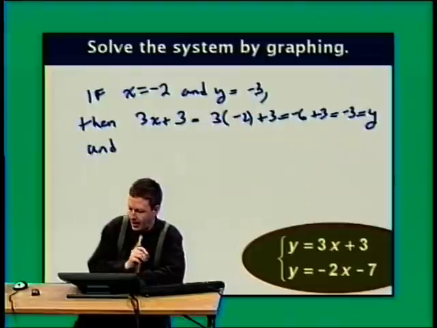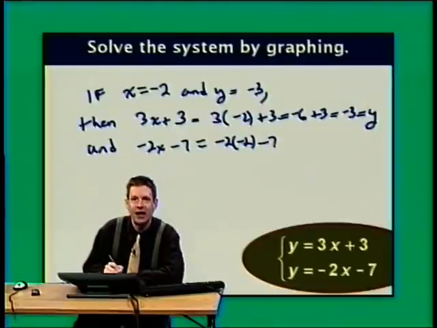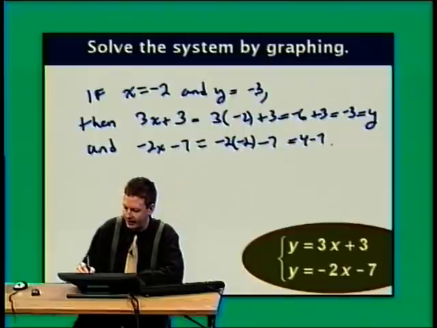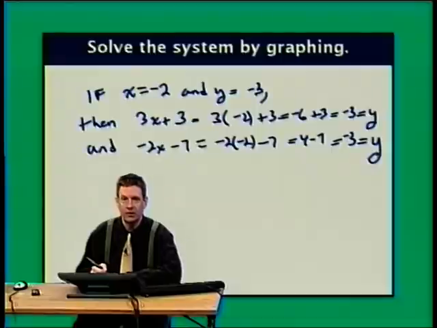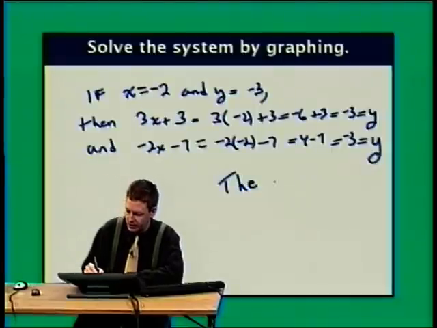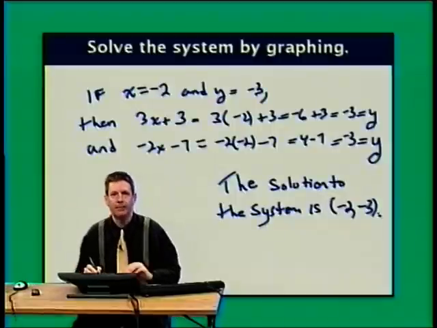And negative 2x minus 7 is going to be negative 2 times negative 2 minus 7, which is 4 minus 7, which is negative 3, which is still y, which is what we wanted to happen. Y equals negative 2x minus 7. Our solution checks. The solution to the system is the ordered pair negative 2, negative 3.